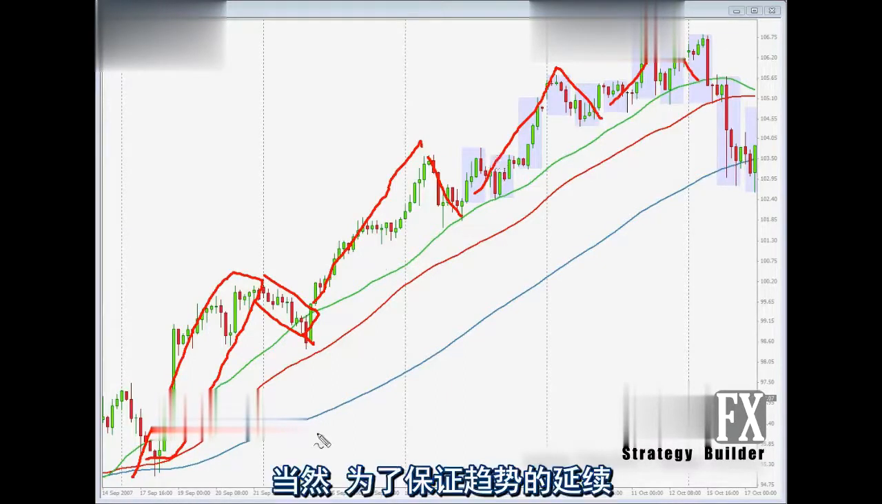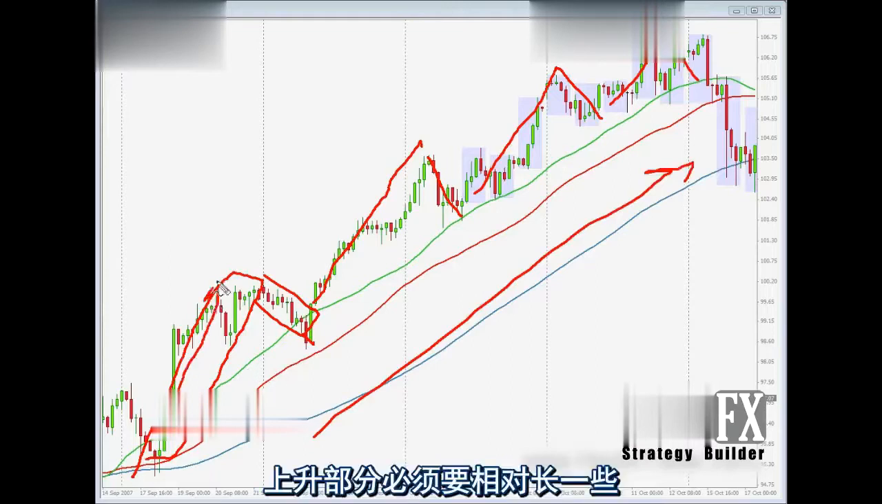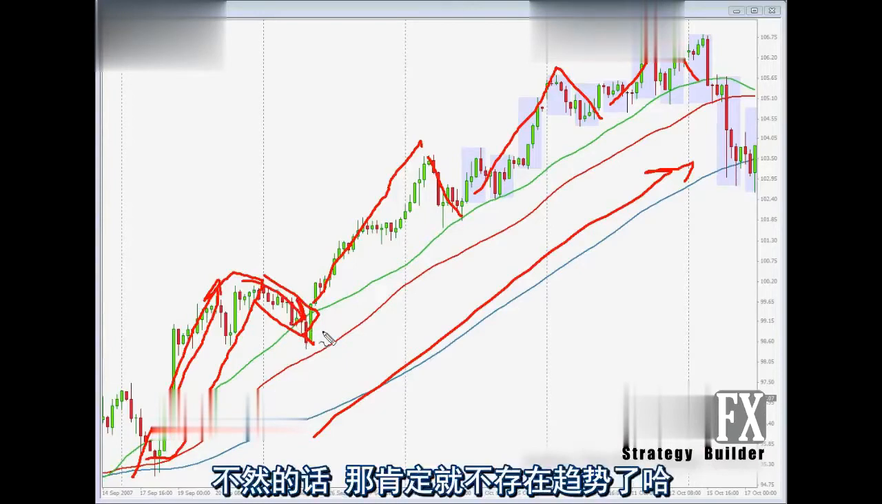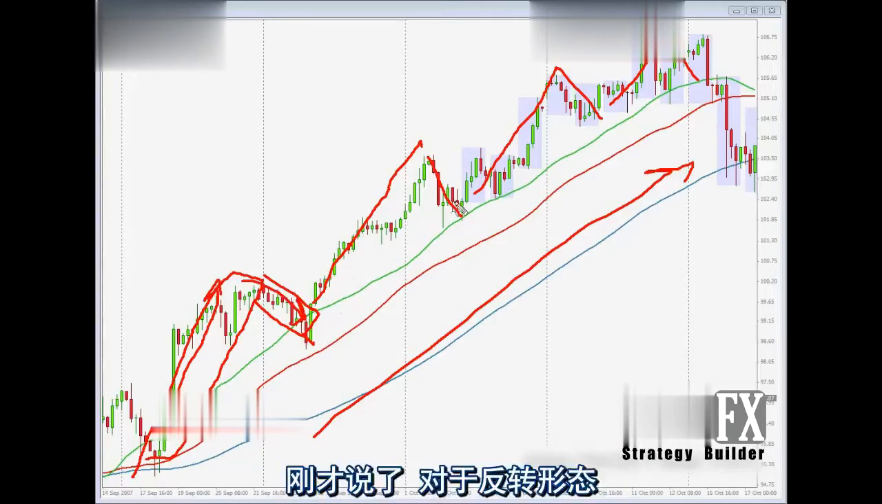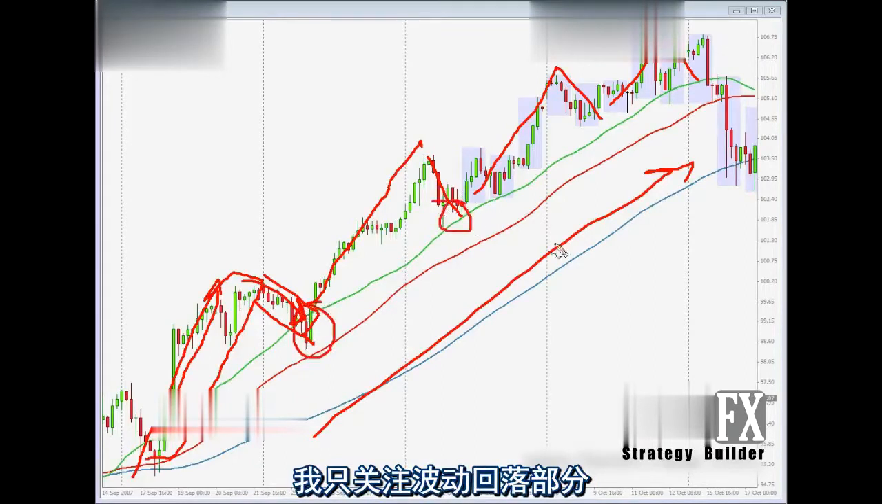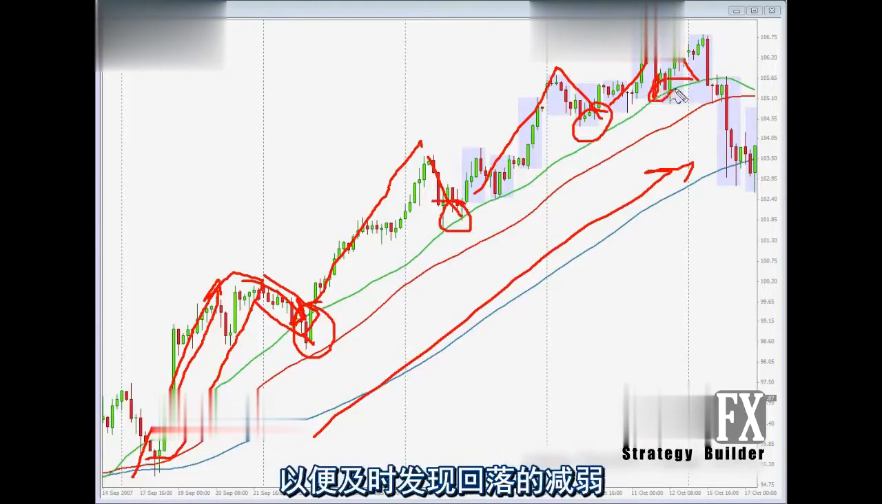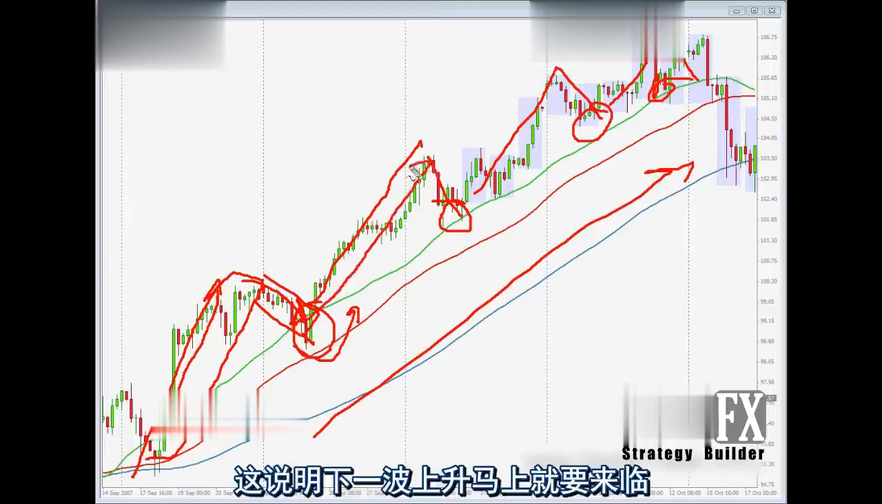Obviously, in order to have a trend, the impulse part of the swing must be longer than the retracement part. Otherwise, obviously, it wouldn't be a trend. Okay, so the way, like I say, I treat reversal formations is at the end of the retracement part of the swing, in order to spot weakness in the retracement and an indication that the retracement might be about to finish, and therefore a whole new impulse might begin in the direction of the main trend.